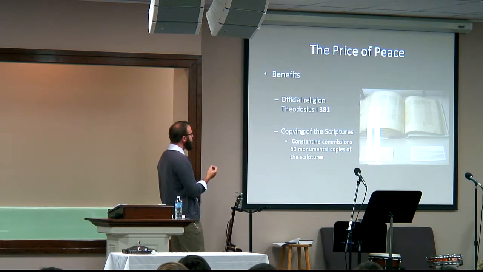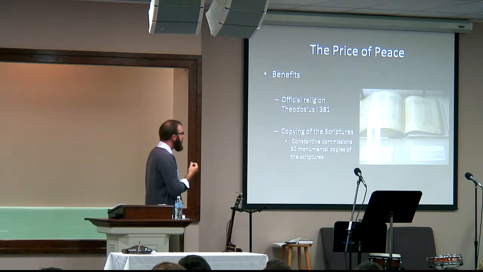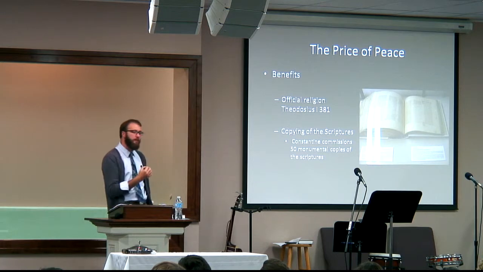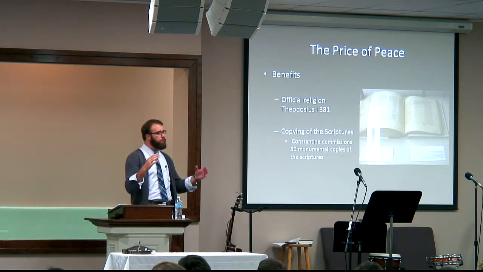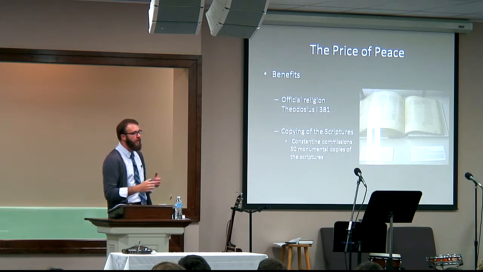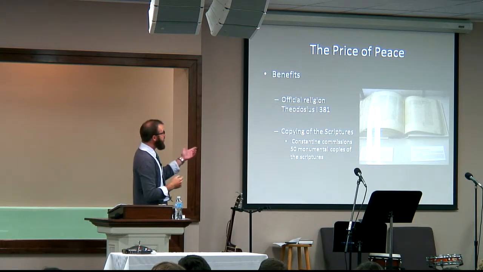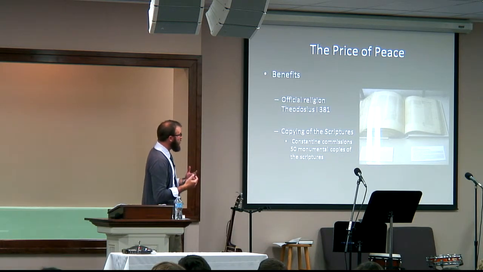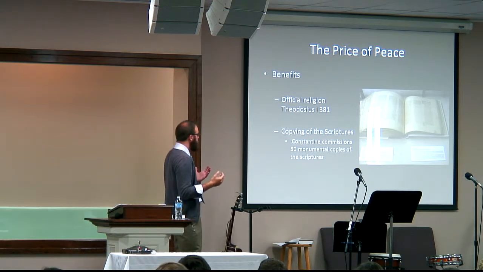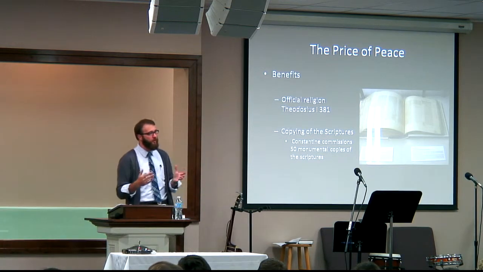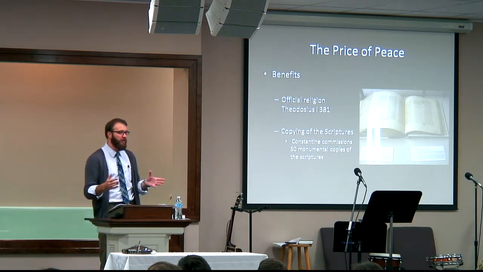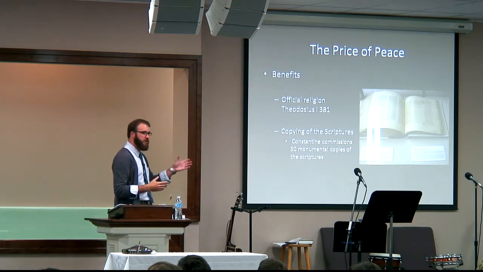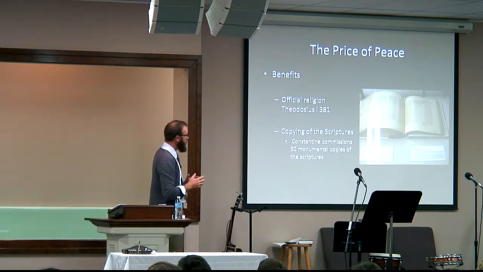And then the copying of the Scriptures. Constantine commissions 50 monumental copies of the Scriptures. And we probably still have two of these left. The oldest two complete copies of Scripture probably date from this time period. And just to give you an idea of how big these things would have been, the 50 copies probably required the slaughter of 5,000 cows to make the vellum to produce these 50 Bibles, 5,000 cows.